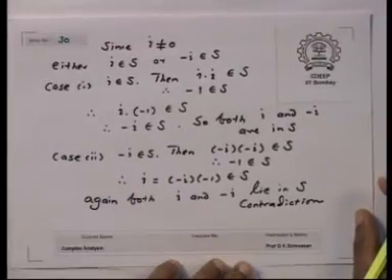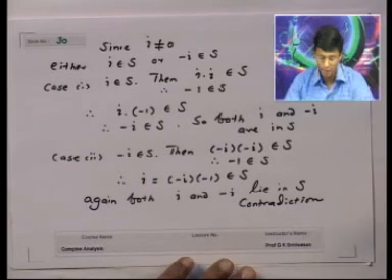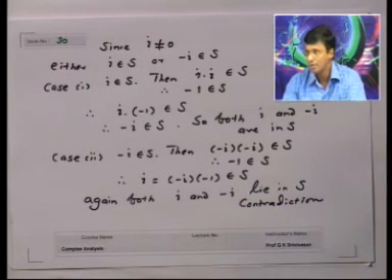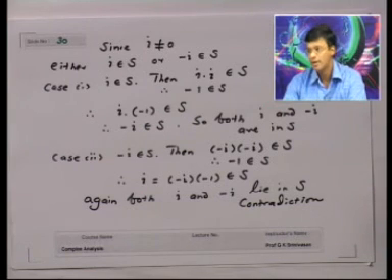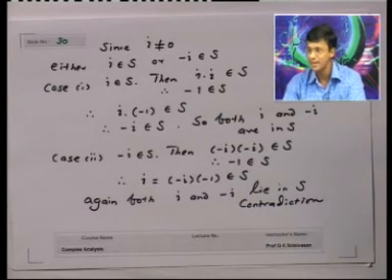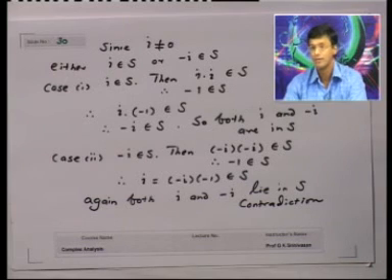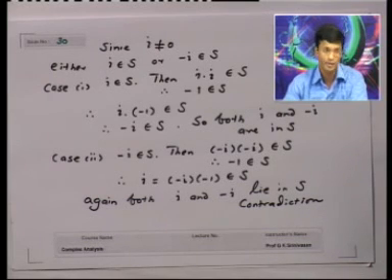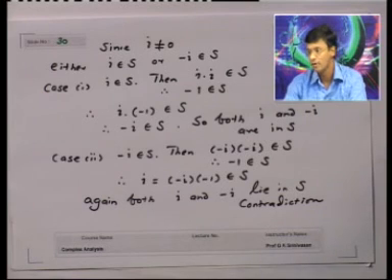Well, I is not 0, so either I must be in S or minus I is in S. Now let us take case 1, when I is in S. Well, if I is in S, then I into I must be in S, so minus 1 is in S. But then I is in S and minus 1 is in S, so the product is in S, so minus I is in S. So both I and minus I are in S, which is again a contradiction. It contradicts the law of trichotomy. So that leads to a contradiction.